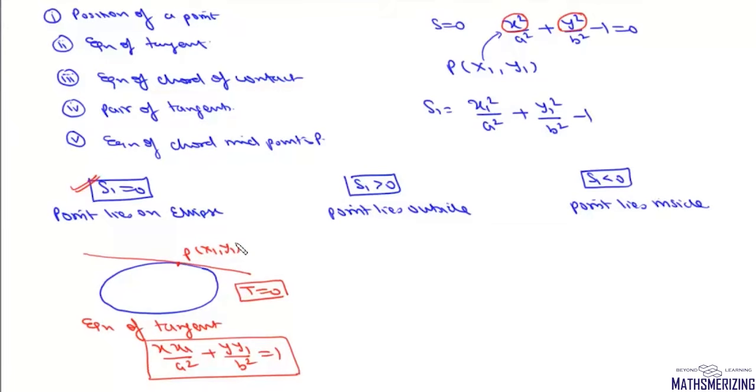Now there will be some questions in ellipse where we need to find this point P. So what we will do is we write equation of tangent, which is x x1 upon a square plus y y1 upon b square equals to 1. And we know that this point P, it will also lie on this ellipse. So we'll have another equation which will be x1 square upon a square plus y1 square upon b square equals to 1. Now we can solve these two equations to find the value of x1 and y1. So this is how we can find point of contact of any given tangent.